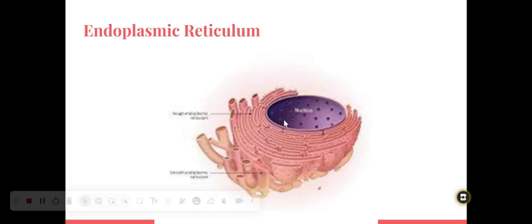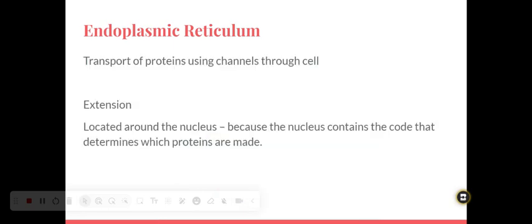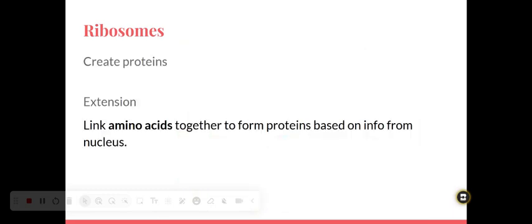So all three of these things, the nucleus, which controls which proteins are made, the ribosomes, which make the protein, and the endoplasmic reticulum, which moves the proteins around, they're all located right in the same spot, basically to make it easier to build and then move those proteins.